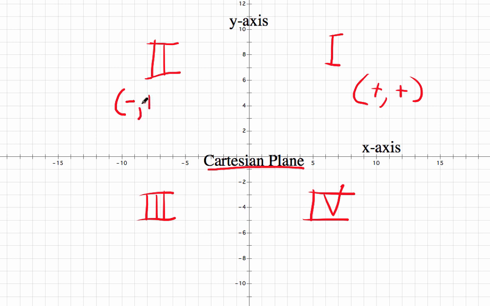We move down to our third quadrant. We have both a negative x value and a negative y value. And finally, in our fourth quadrant, we have a positive x value, but a negative y value.